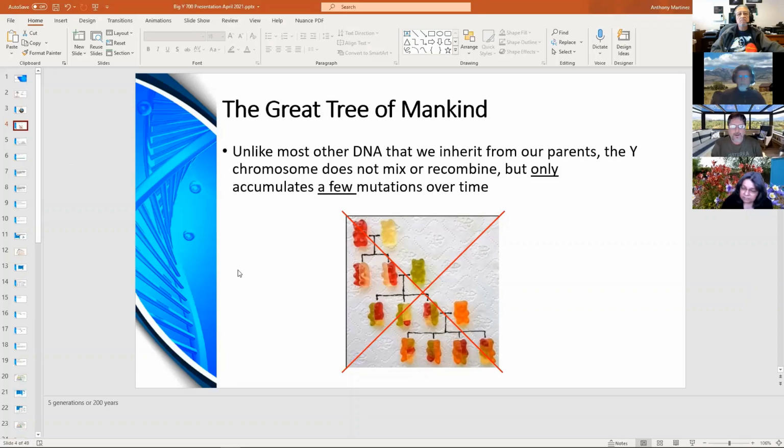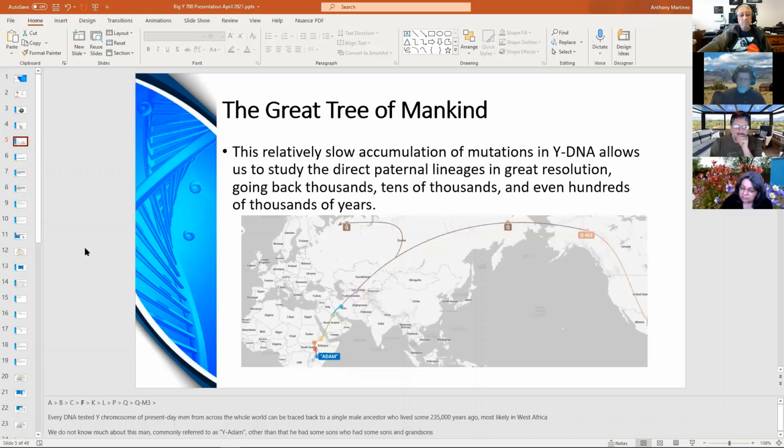While Y-DNA can get to within 1 to 2 generations, it can go back, really, unlimited. It's literally infinite. It can just keep going all the way back to the beginning of mankind itself. This relatively slow accumulation of mutations in Y-DNA allows us to study the direct paternal lineages in great resolution, going back thousands, tens of thousands, even hundreds of thousands of years.